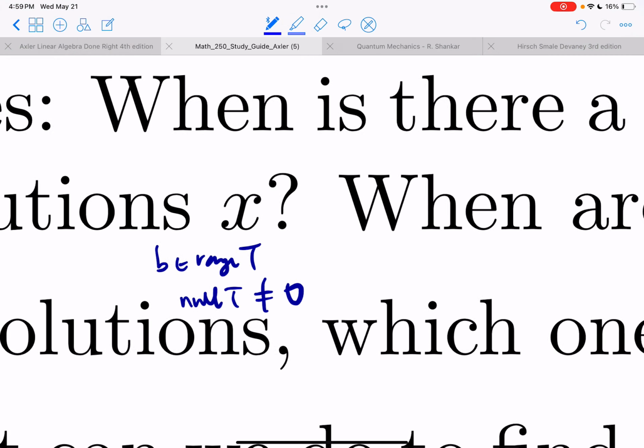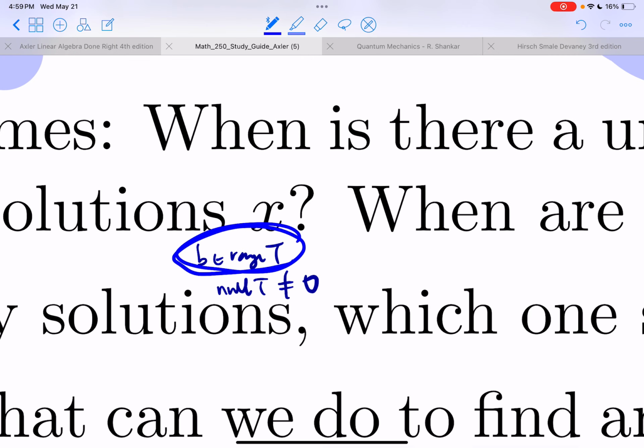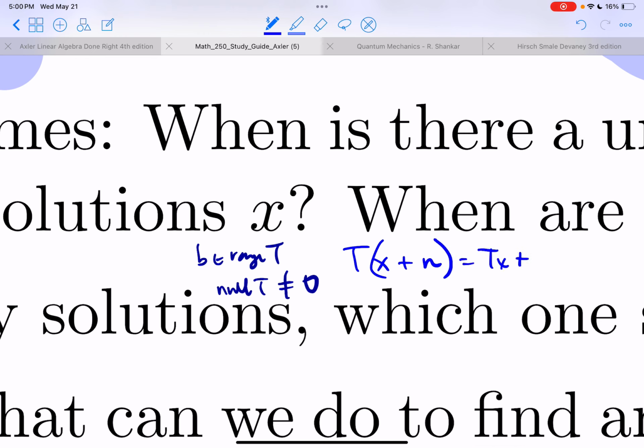Could there be infinitely many? Yeah, when B is in the range, then there is an x with Tx equals B. But if the null space is not 0, you could take that x and add anything in the null space. And then when you apply T to it, you're going to get Tx plus Tn. This is 0, because n was my null space vector. And then Tx was B, was a solution. So any x plus n will also be a solution to T times something equals B.